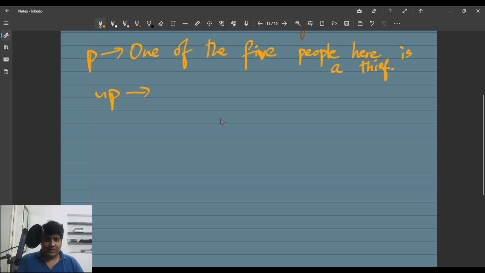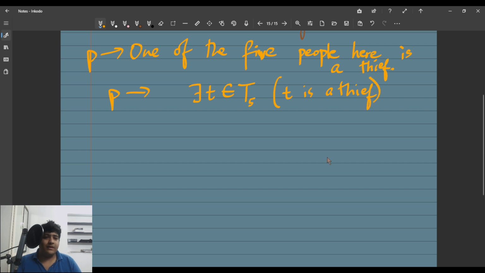So just for fun, now that we know the negation, shall I convert it to a notation form and then negate it? So let me convert this to a notation form. One of the five people here is a thief means there exists a thief T belonging to the set of thieves. This is a 5 people set, so I'll just call it T5 if you want. You don't need to, but such that T is a thief.